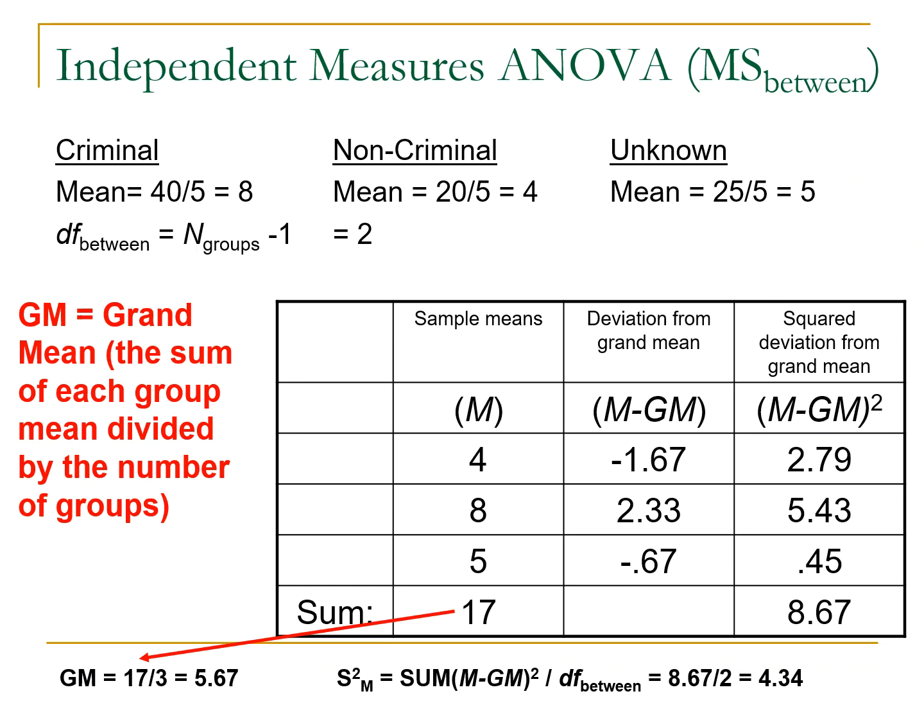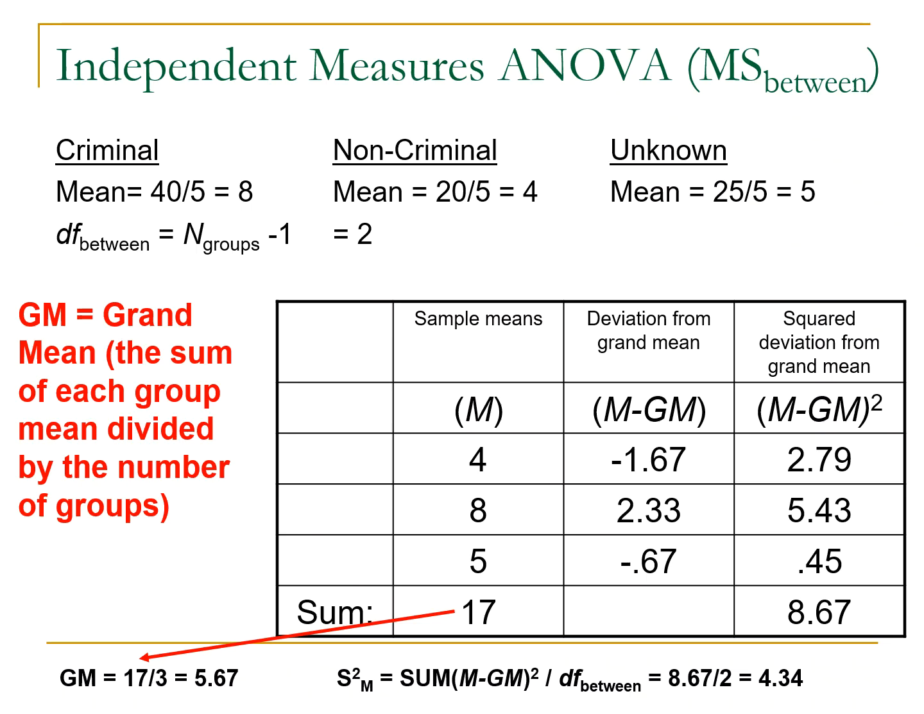We're now going to subtract 5.67 from 4, from 8, and from 5. And then we're going to square that number, again, to get rid of the negative values. So 4 minus 5.67 is negative 1.67. 8 minus 5.67 is 2.33. And 5 minus 5.67 is negative 0.67. We're now going to square those. So negative 1.67 times itself is 2.79. 2.33 times itself is 5.43. And negative 0.67 times itself is 0.45. And we're going to add those up. We're going to sum the squared deviations from the grand mean.